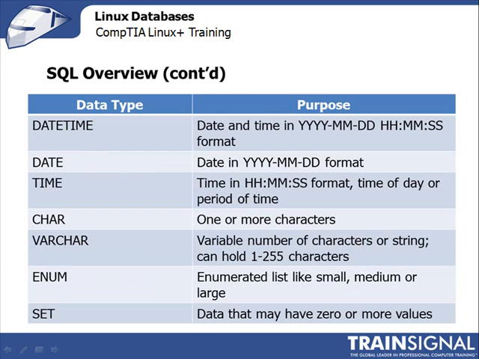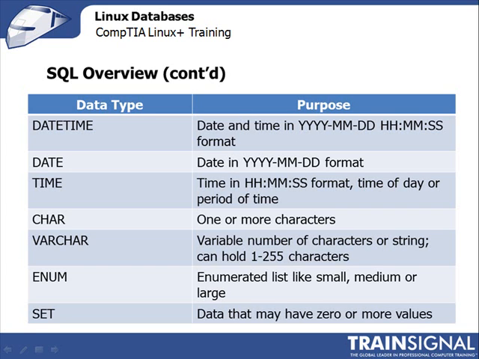Continuing our look at SQL data types, the next is datetime. Datetime stores date and time information in the format 4 fields for year, 2 for month, 2 for day, followed by 2 for hour, 2 for minute, and 2 for second. This could be useful for, say, shipping or receiving information. The next is date, which is a shortened form of datetime, and it just includes the date information in the same format, 4 for year, 2 for month, and 2 for day. The next is time, which shows the time in the same format as datetime, and that could be either for time of day or a period of time.